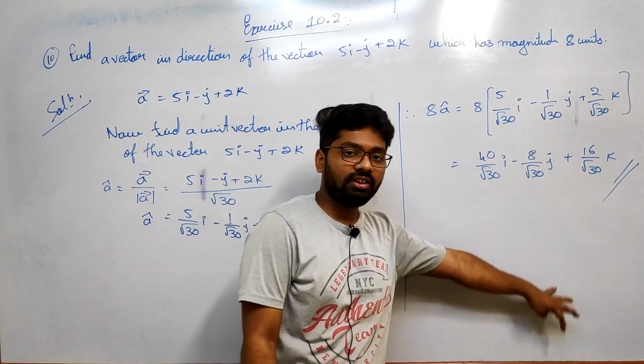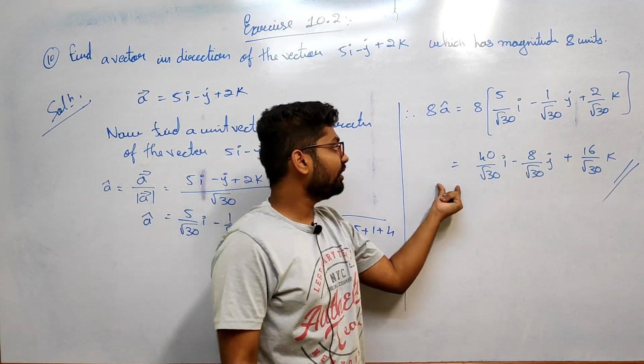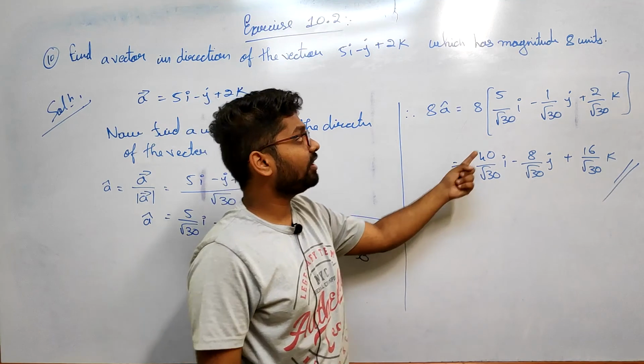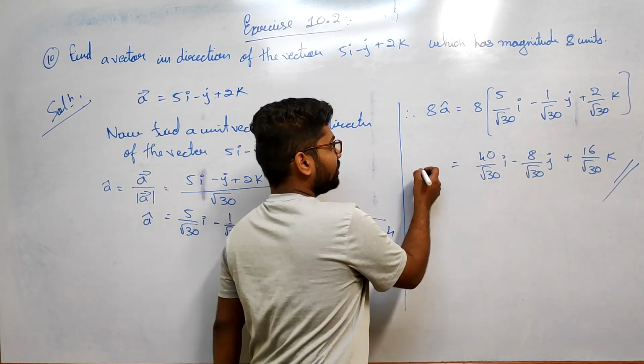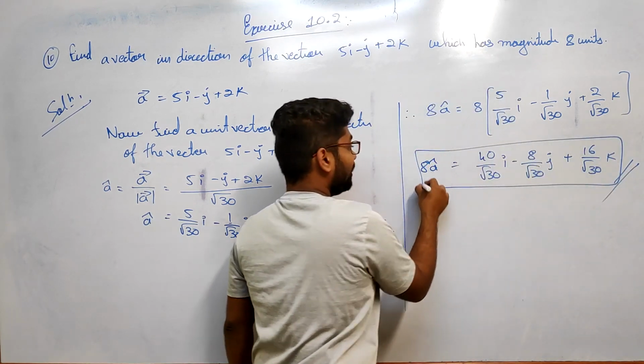If you find its magnitude, then the answer will be 8 itself. So therefore this is a vector in the direction of the unit vector which has a magnitude of 8 units. So this is nothing but 8 a cap, which is the required vector.